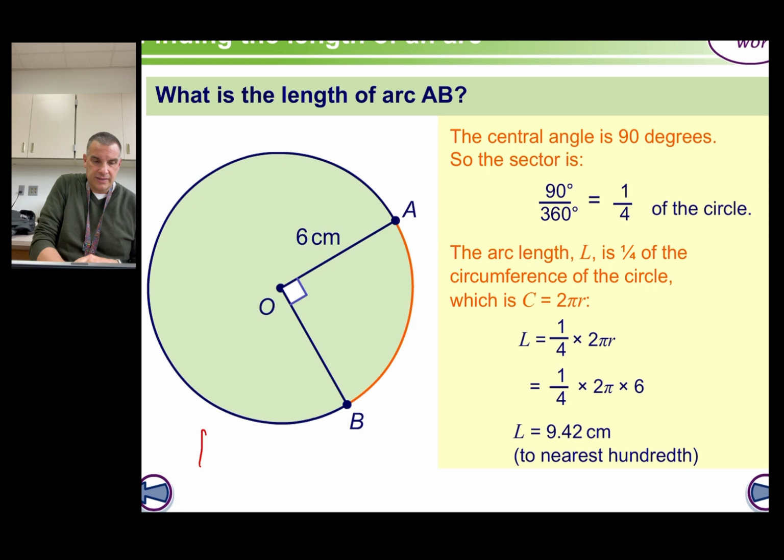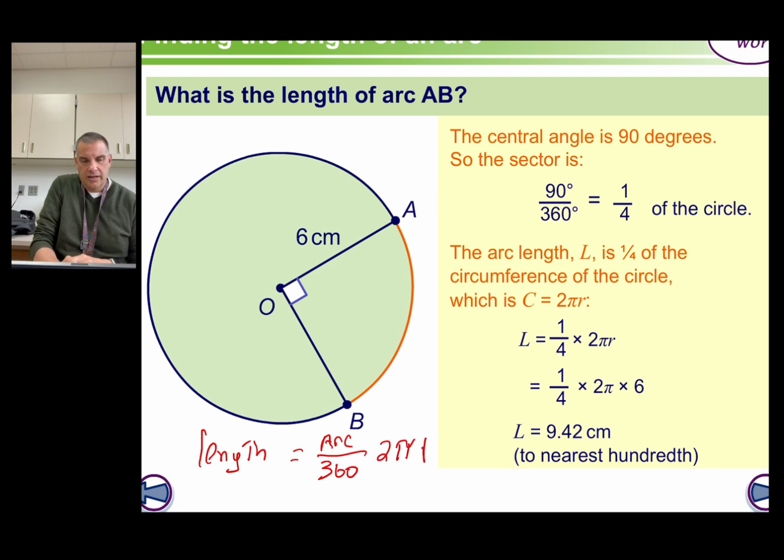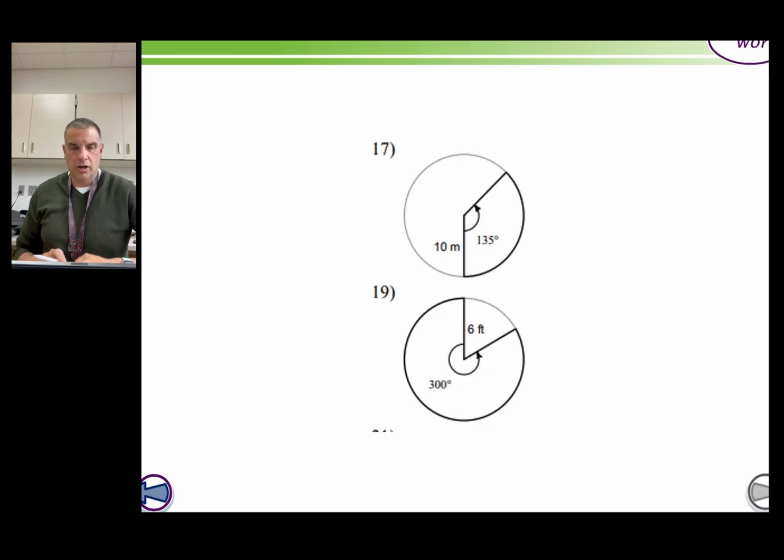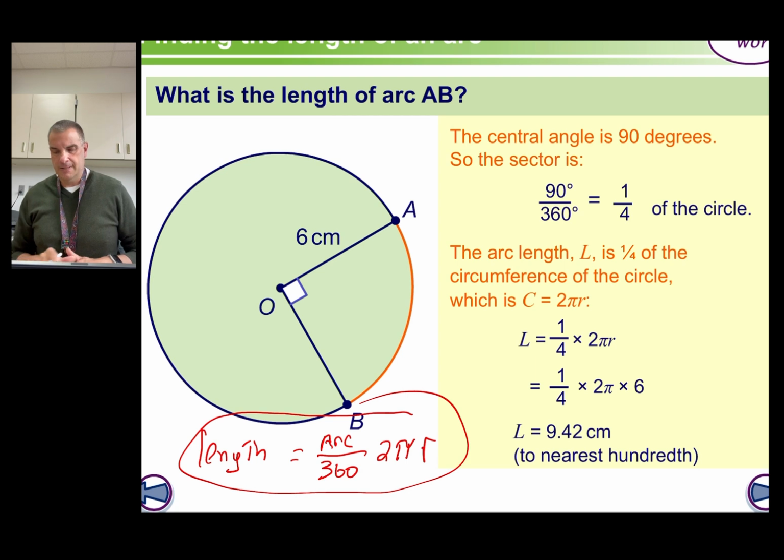So the length is going to equal the central angle divided by 360 times 2 pi r. That's the formula we're going to use to find the arc length. You put theta there, whatever the central angle is, times 2 times pi times r. Okay, so there's that one.